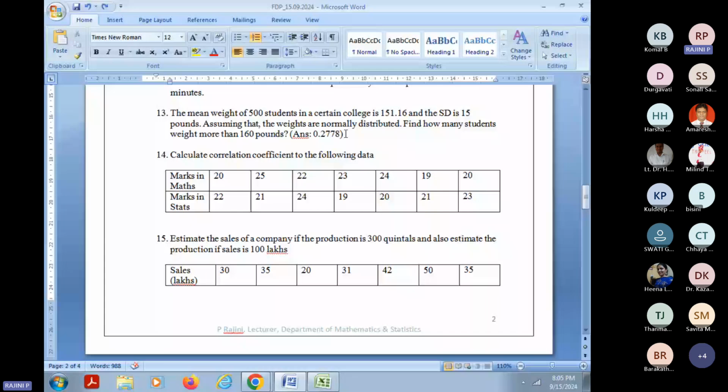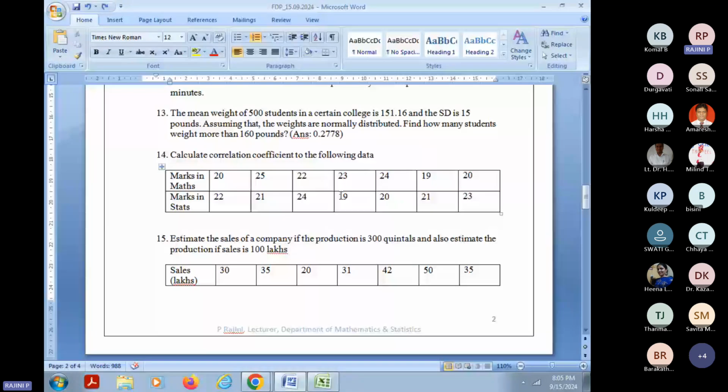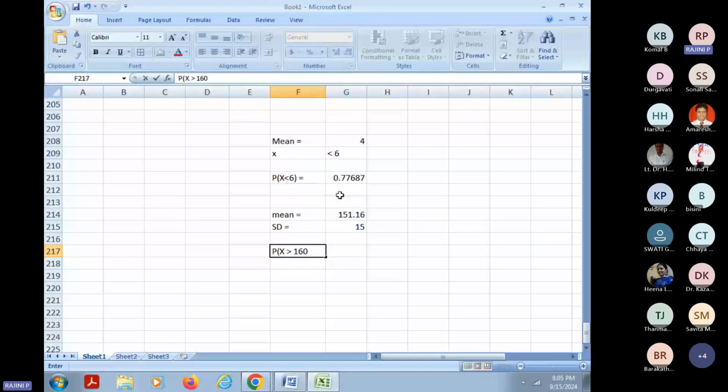Just see here, they mention mean is equal to 151.16 and what is the standard deviation? 15. So standard deviation is equal to 15. And then we need to find probability of x more than 160 pounds. So for more than, I told that we cannot calculate directly. We will be calculating by using the formula 1 minus probability of x less than some number, whatever you have.